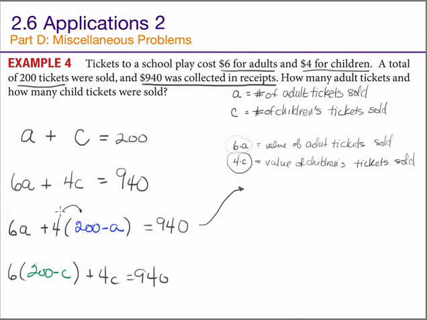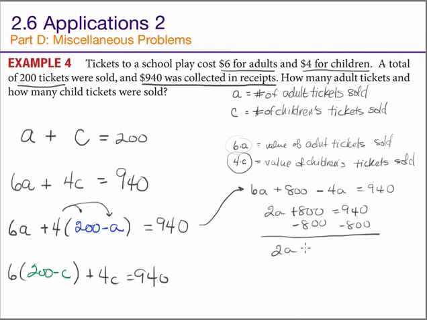Distribution to get rid of parentheses gives me 6A plus 4 times 200 minus 4 times A equals 940. Combining like terms, I get 2A plus 800 equals 940. And subtracting 800 from both sides, I have 2A equals 140. Dividing both sides by 2 gives me A equals 70.